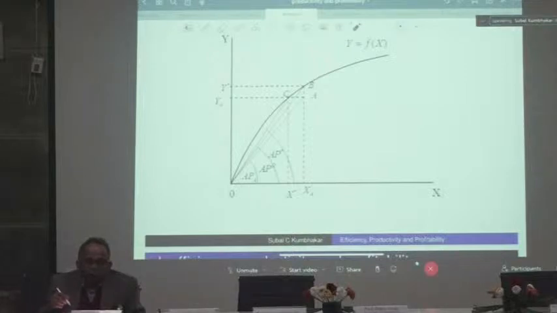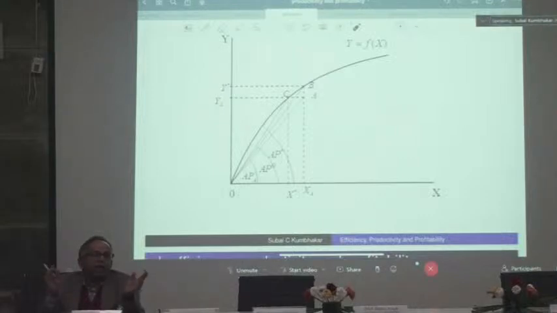So that is the output-oriented measure. Now, if you are going with the input-oriented measure, so you are moving from point A to C, so you're cutting down your use of resources or inputs, then again your productivity is also going to increase. And that is also intuitive.